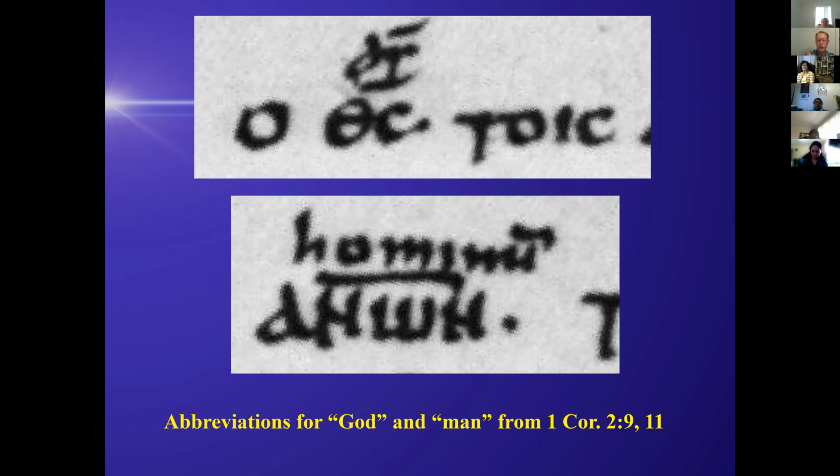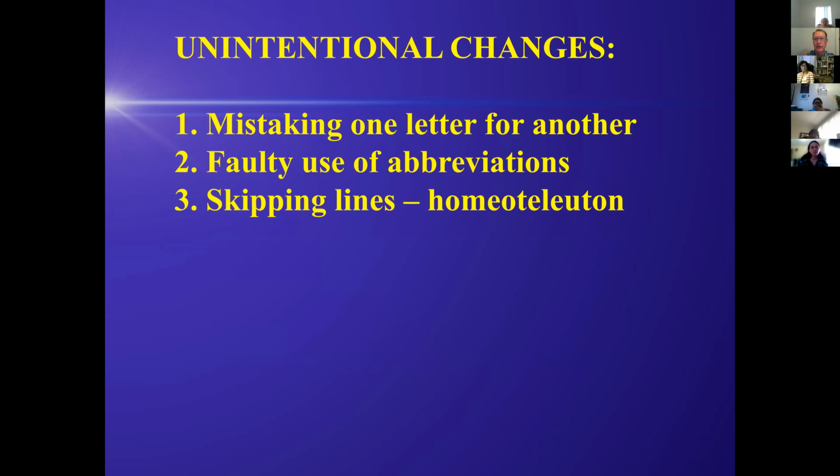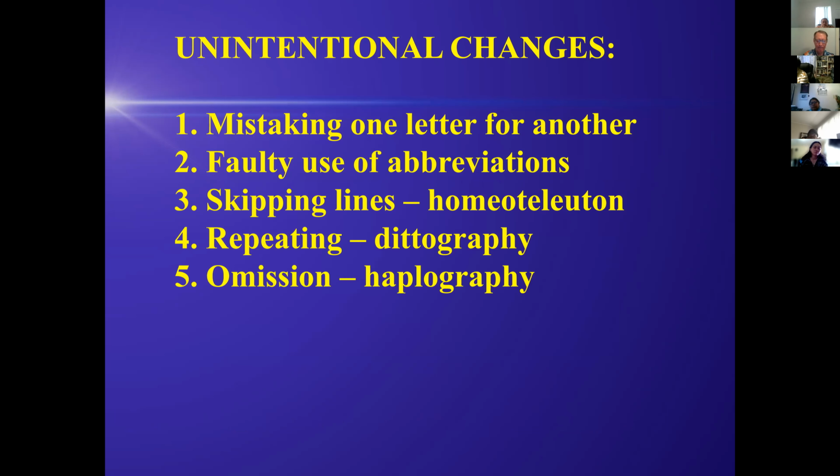So abbreviations can be confusing. There's also the skipping of lines. You've probably done that yourself, right? When you've copied from one thing to another, you've skipped lines. Repeating, putting in something twice, is dittography. Omission, skipping over something, we call haplography.